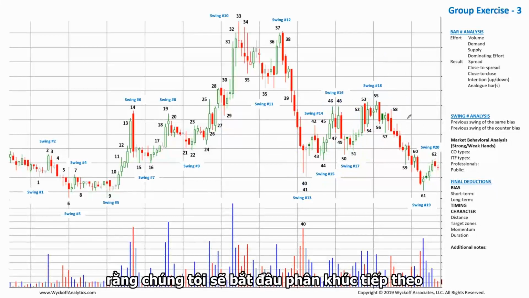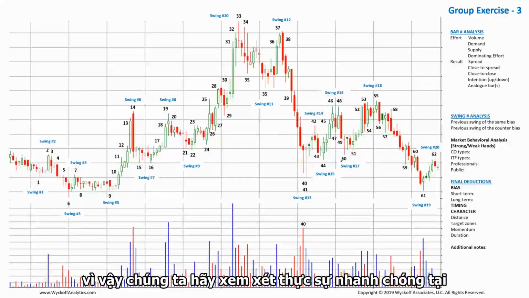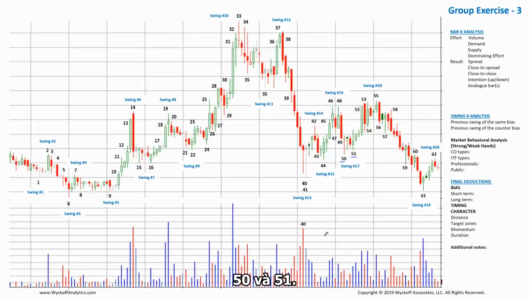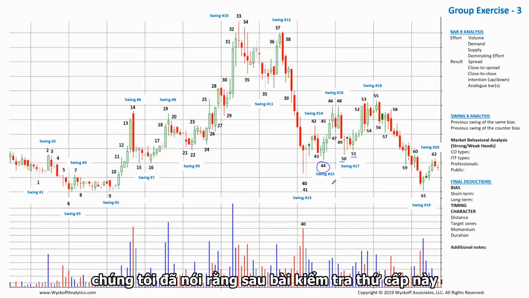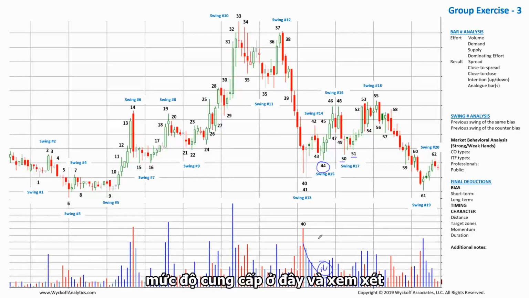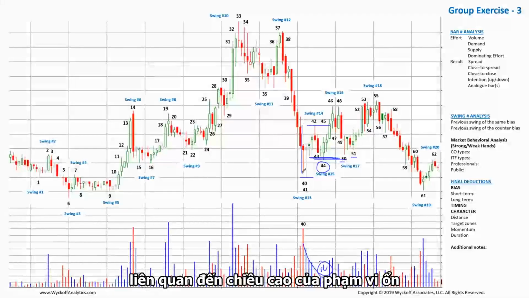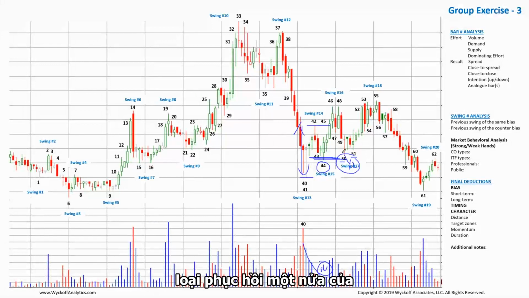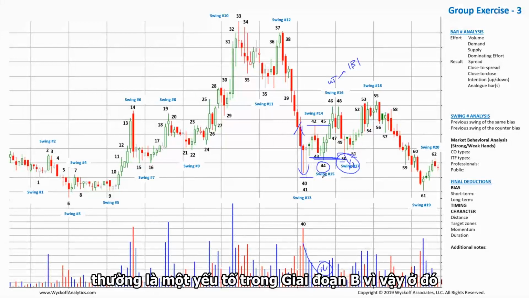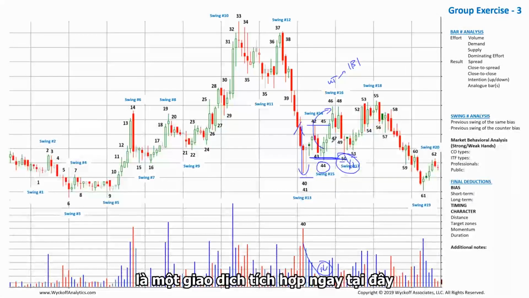the next segment. So let's look really quickly at 50 and 51. We said that after this secondary test, which was somewhat successful, look at the levels of the supply here and look at where the price is rebounding relative to the height of the range. We're kind of rebounding off the 1/2 of that height of that range. So that suggested that we're going to have an upthrust. And the upthrust is usually an element in phase B.